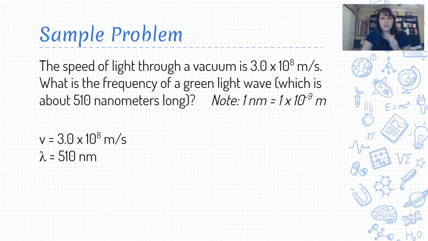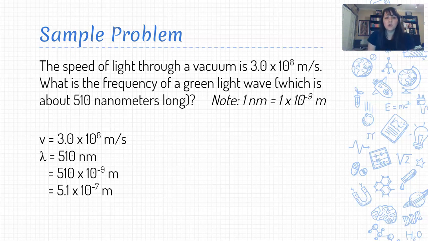So 510 nanometers, now nano means times 10 to the negative 9. So 1 nanometer is equal to 1 times 10 to the negative 9 meters. Therefore, 510 nanometers is 510 times 10 to the negative 9 meters. And if you are a stickler for scientific notation, you could also rewrite that as 5.1 times 10 to the negative 7 meters. Either of those two representations is fine as long as your wavelength is in meters. So we've got speed, we've got wavelength, and their units match up at this point.